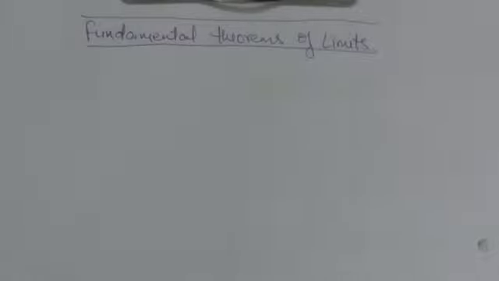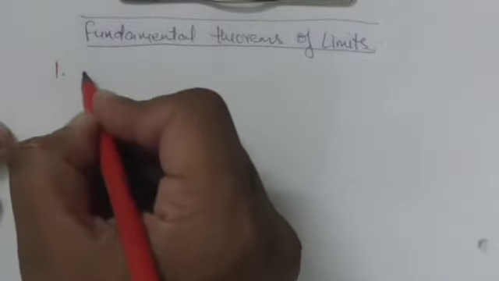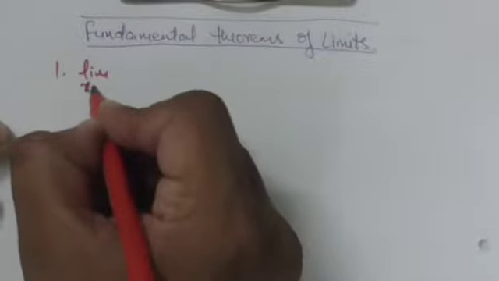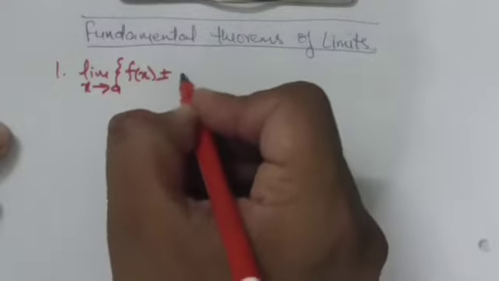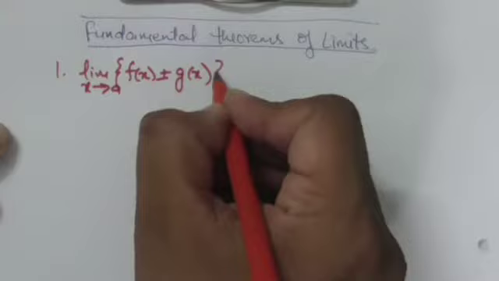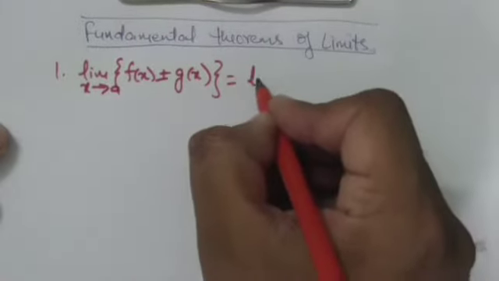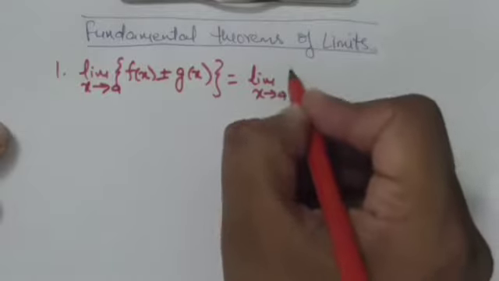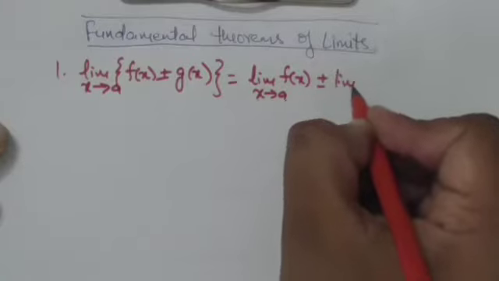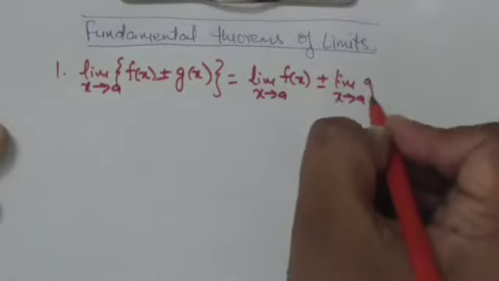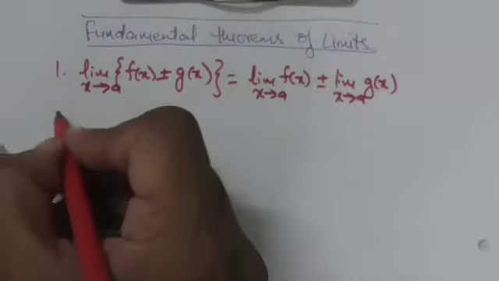Hello friends, welcome back. Now let us see some fundamental theorems which are related to limits, and these theorems will be helpful for us to solve some problems. So first one is limit x tends to a f(x) plus minus g(x), it is equal to limit x tends to a f(x) plus minus limit x tends to a g(x). This is the first theorem.